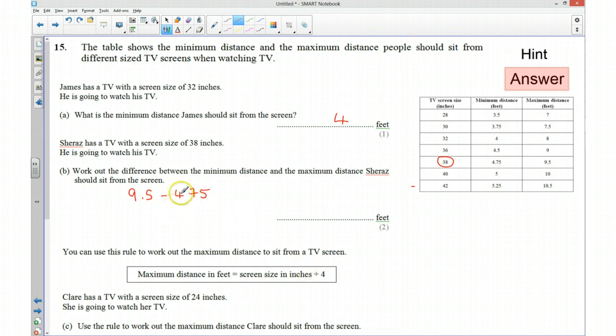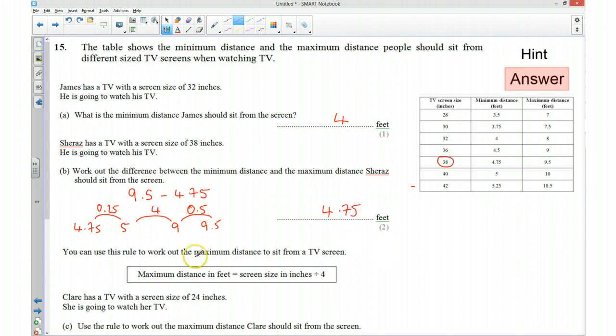Okay, so we can do this by a counting on method. So we've got 4.75. If we go to 5 first of all, that's going to be 0.25, and then we're going to go to 9, which is another 4, and then finally go to 9.5, which is 0.5. And if we add these together, we've got 4 plus 0.5 is 4.5 plus 0.25, which gives us 4.75 feet.